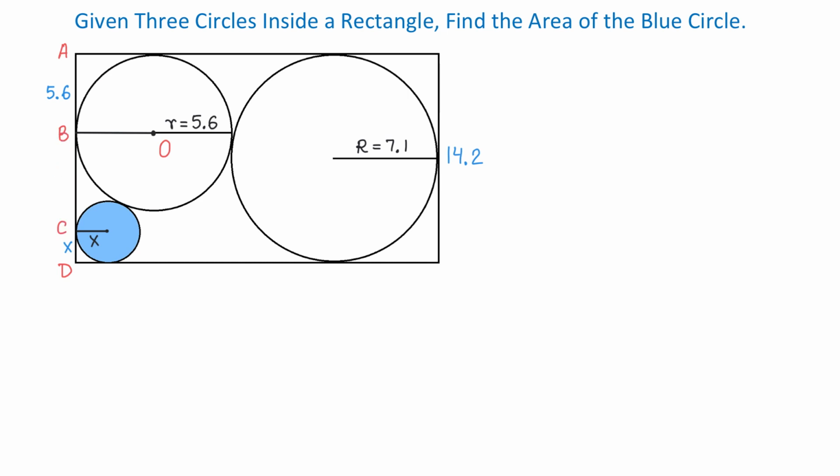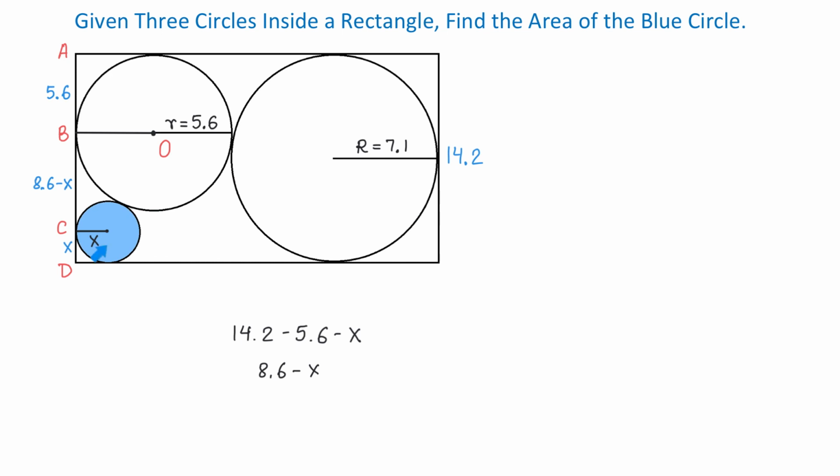If the height of this rectangle is 14.2 units and AB is 5.6 and CD is x, then BC will be 14.2 minus 5.6 and minus x. I will do the calculations below. 14.2 minus 5.6 and minus x. 14.2 minus 5.6 is 8.6 minus x. So then BC equals 8.6 minus x.